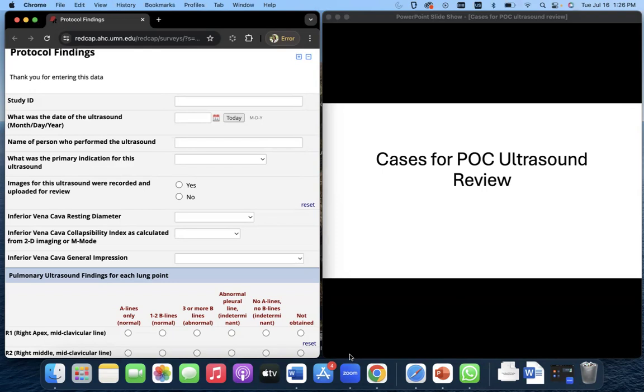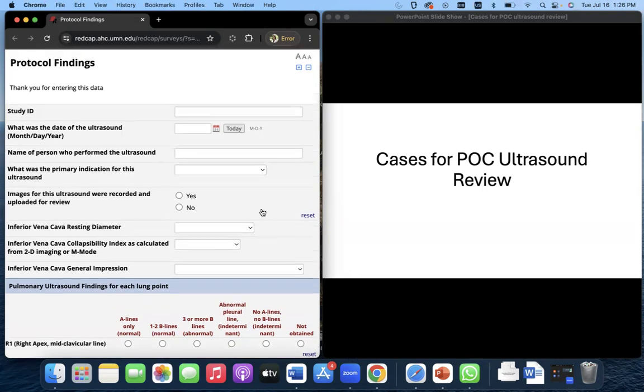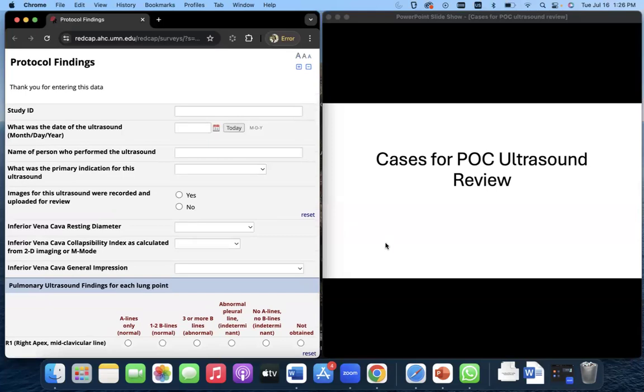I'm here with Zach, and we're just going to go over some cases with some ultrasound images to show you how we would go about filling in the form and talking about some of the clinical implications of the ultrasound findings that you guys have been coming across.